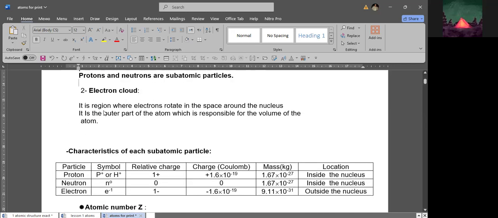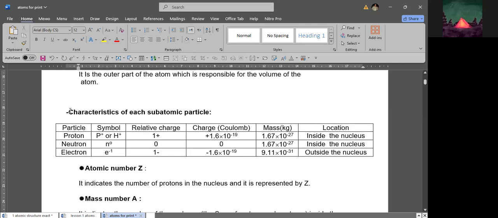So, next, the electron cloud. It is a region where electrons rotate in the space around the nucleus. هي المنطقة اللي بيعيش فيها الإلكترونات بيدوروا بفراغ حول النيوكليس. Space يعني الفراغ. It's the outer part of the atom which is responsible for the volume of the atom, مش عن وزن الذرة. في ذرة صغيرة، في ذرة كبيرة حسب عدد الإلكترون. The more electrons, the bigger the volume or size of the atom.